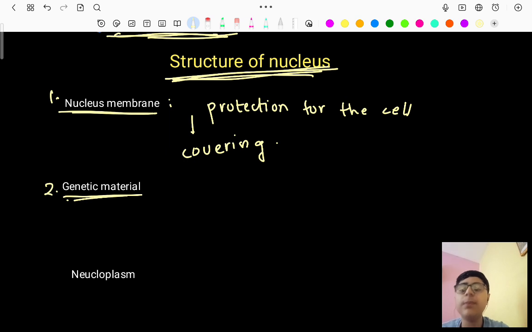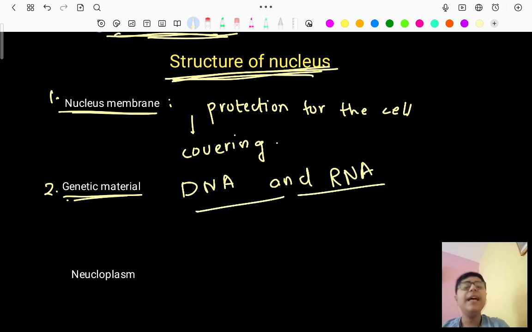Now we know what is the genetic material in the nucleus, that is DNA and RNA. DNA and RNA are the genetic material. What is DNA? DNA is a deoxyribonucleic acid, and the RNA is a ribonucleic acid.